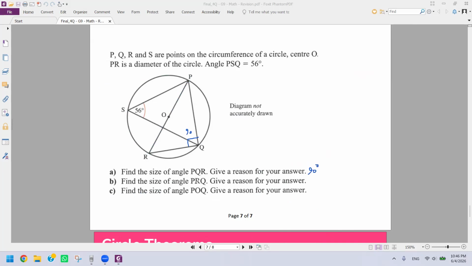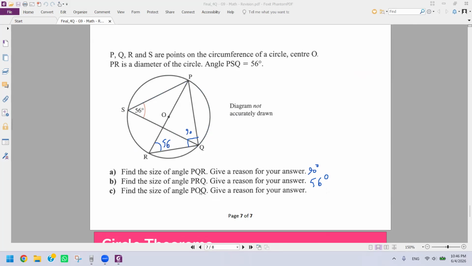Then find the size of the angle PRQ. PRQ. It's here. Let's check where's the arc of this angle. It's from P to Q. Also, this angle has the same arc. So we say that this angle is equal to 56 degrees. Why? Subtended by the same arc.